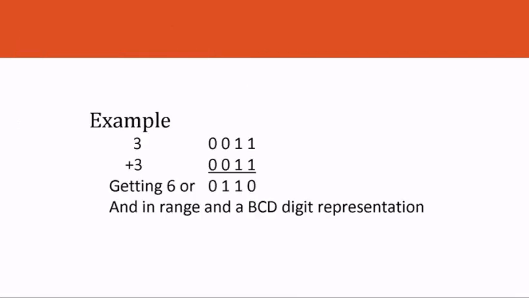Let's say we're going to add 3 with 3, that is 0011 added with 0011. So our sum is 0110. And if we convert 0110, that is 6. And 6 is found on the BCD table, so it is in the range of a BCD digit representation.